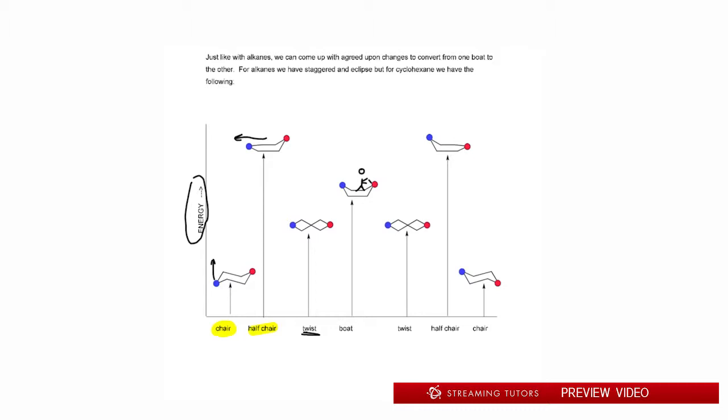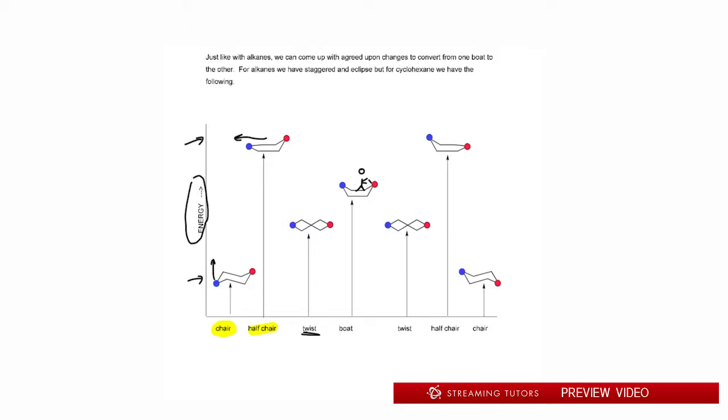Now we go through another twist, and with the twist, we go back down in energy. I want you to keep in mind the relative energy positions. The chair is the most stable, and the half chair is the highest in energy. The twist is lower. The boat is a little higher than the twist, but not as high as the half chair. So get the idea. It goes through another twist, and then through another half chair.